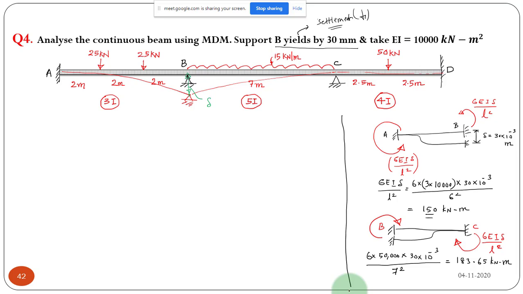So now we will go for the first step. The first step we can find out.